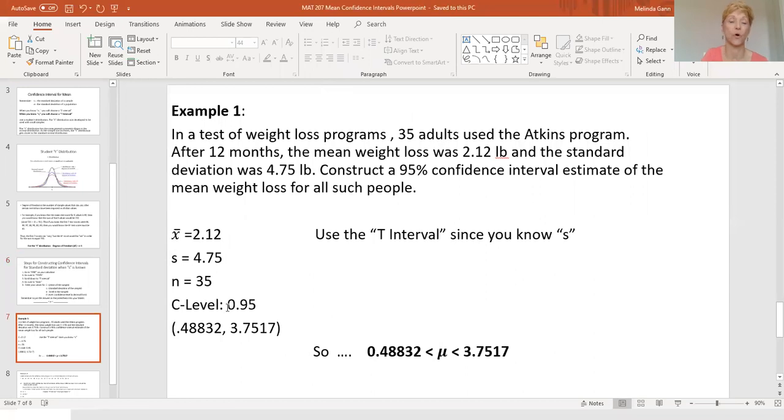Here's the way the problems are worded. In a test of weight loss programs, 35 adults used the Atkins program. After 12 months, the mean weight loss was 2 1/1200 pounds, and the standard deviation of that sample was 4 7/75 pounds. So construct a 95% confidence interval estimate of the mean weight loss for all such people. Now here's what you need to get in the habit of doing.